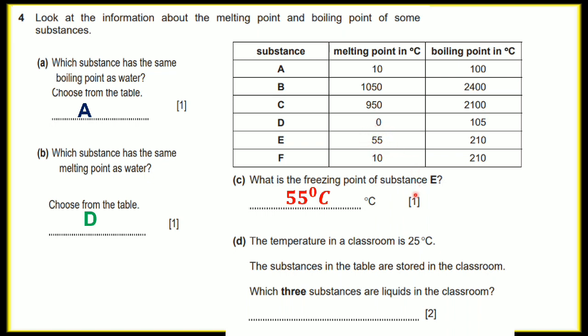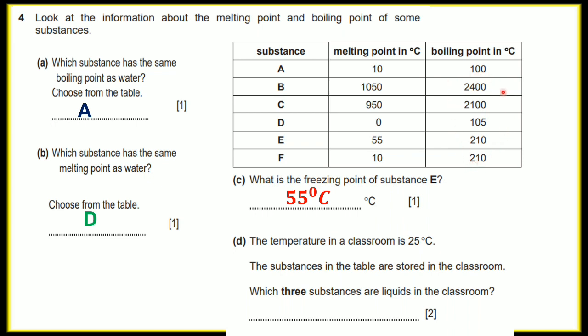55 degrees Celsius. The temperature in a classroom is 25 degrees Celsius. The substances in the table are stored in the classroom. Which three substances are liquid in the classroom? That means the temperature is between their melting point and their boiling point. Which of these materials are liquid? So look at those three substances, which of them are liquid?